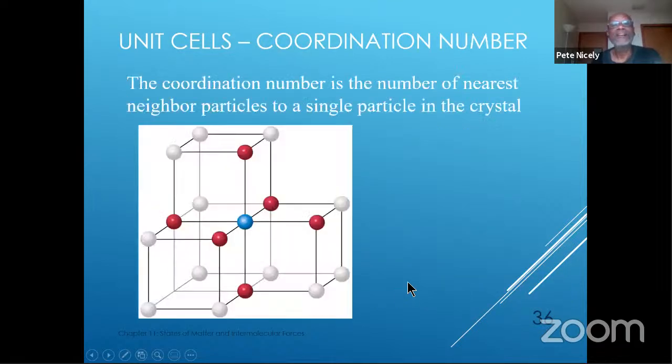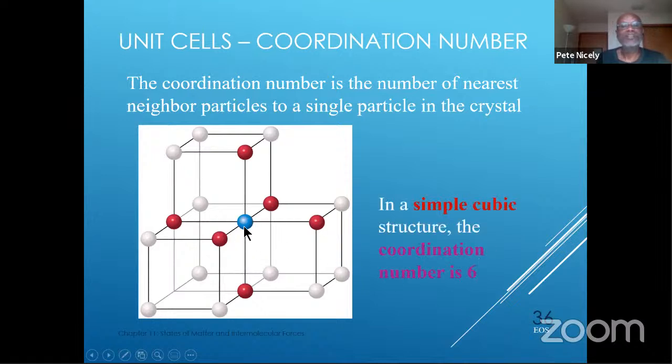Okay, another definition I need to introduce to you is what is known as the coordination number. The coordination number is the number of nearest neighbor particles to a single atom or particle in a crystal structure. So for example, in this simple cubic structure here, you have this atom here, and the nearest atoms or ions to this one would be these here, the red ones, right? So therefore the coordination number is equal to 6 in the case of the simple cubic structure, all right?